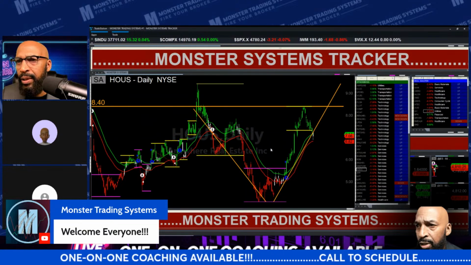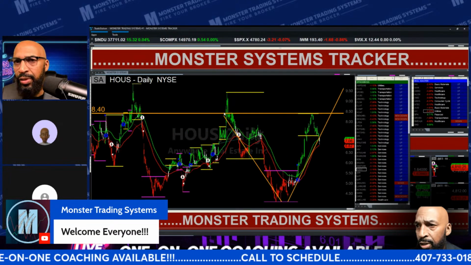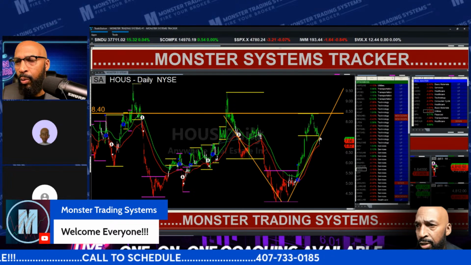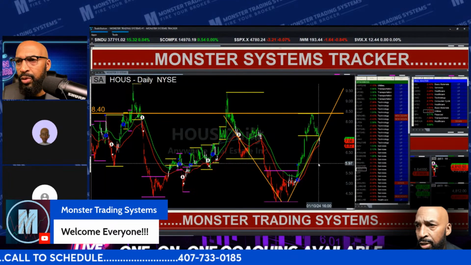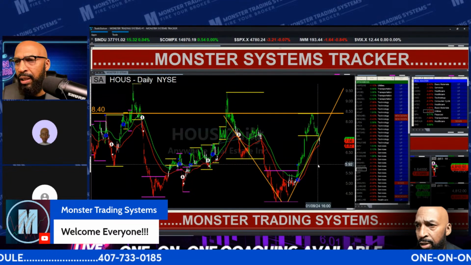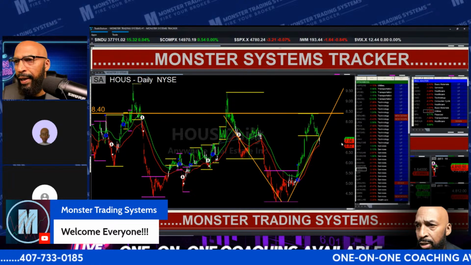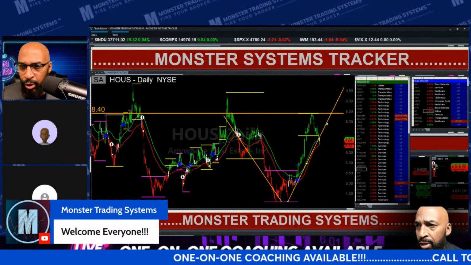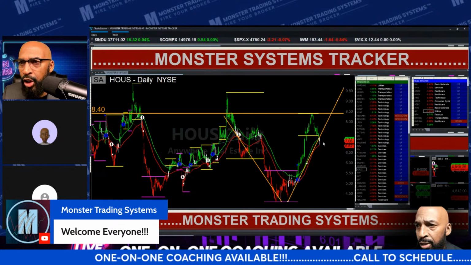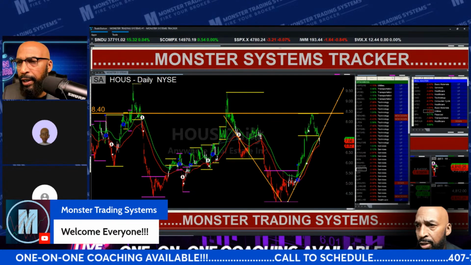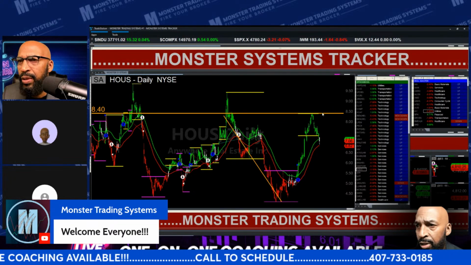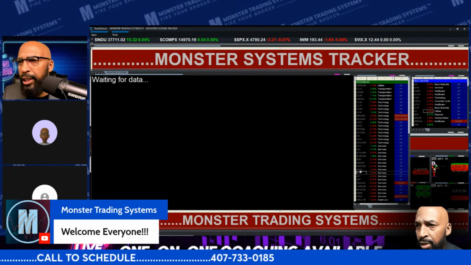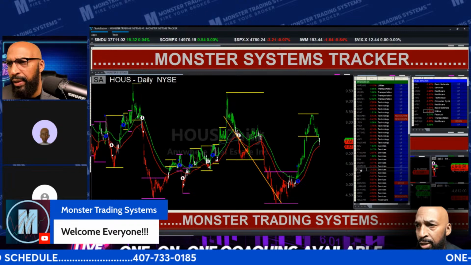HOUS hit resistance. Look, right here, right here, right here. White candle. We'll go ahead and close this one. Buy signal 5.92. Close today at 7.06. So close this trade here. Watch those resistance levels. Don't be greedy. HOUS, close the trade.